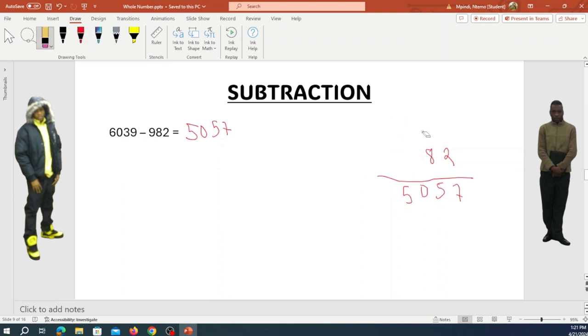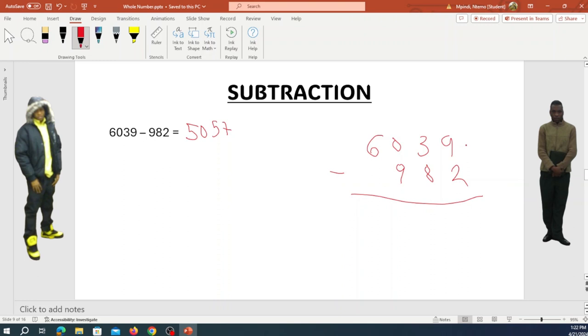I'm going to do it one more time in case you don't get it. So we're going to rewrite this down. Let me make this a little bit bigger in case you don't get it. So we're gonna rewrite 6, 0, 3, 9. Okay. Now we're gonna write the 2 right here. We're gonna write the 8 right there. We're gonna write 9. Okay. Minus.